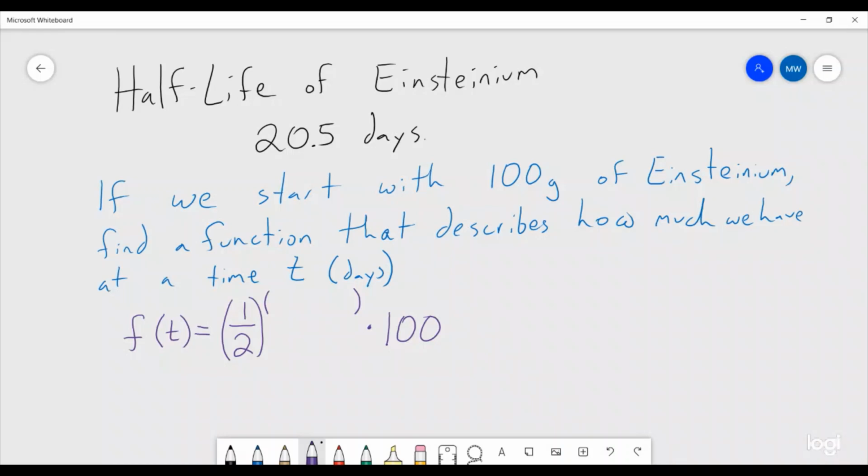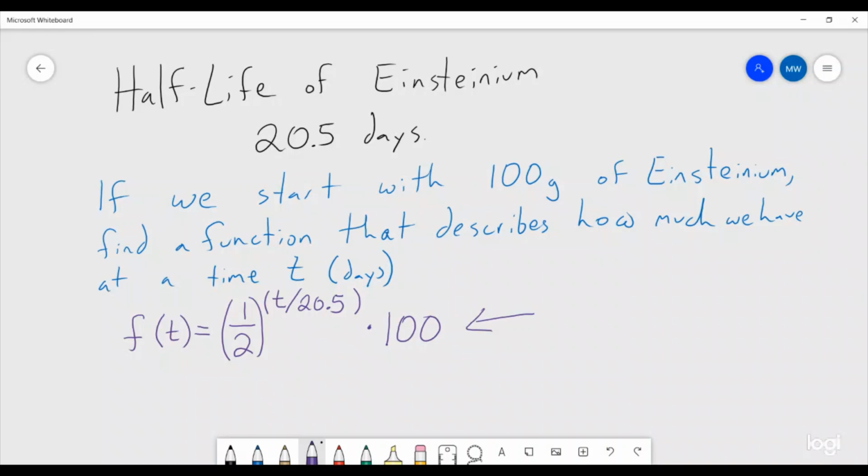So what is it going to be 1/2 raised to? Well, every 20.5 days, it needs to be halved. So we are going to do a t divided by 20.5. So that means after 20.5 days, we will have half as much as we did. After 41 days, we will have 1/4 as much as we did. And so this is our function that's going to describe how much Einsteinium we would have at any given time. So then if we were to ask, how much would I have after 100 days? You would be able to plug this in and be able to solve it.